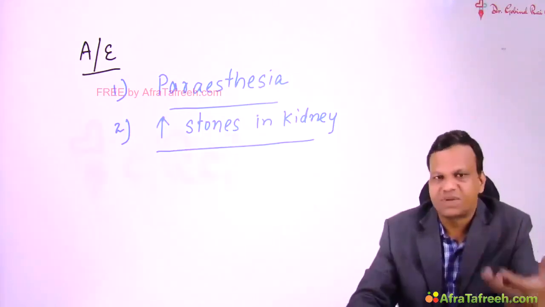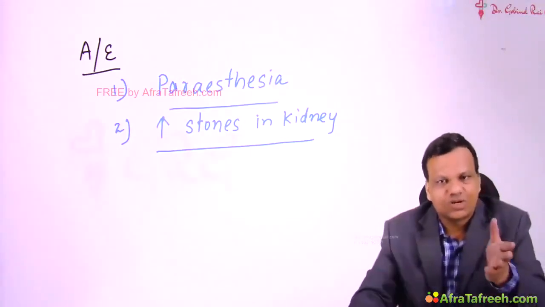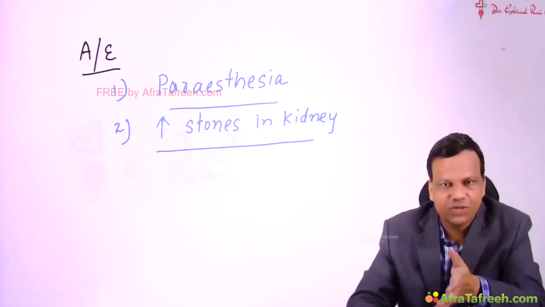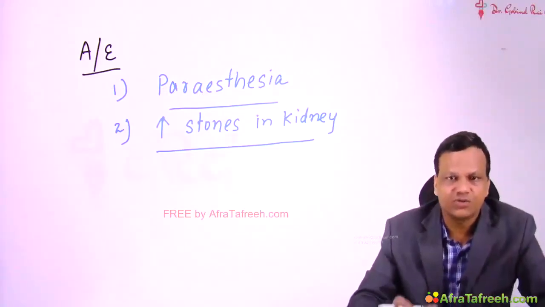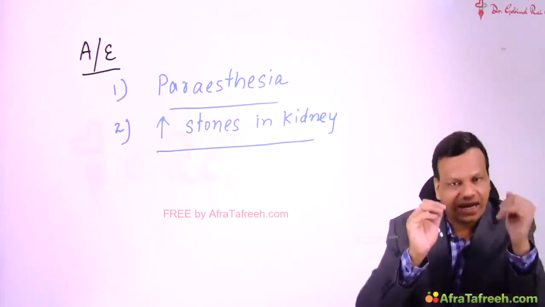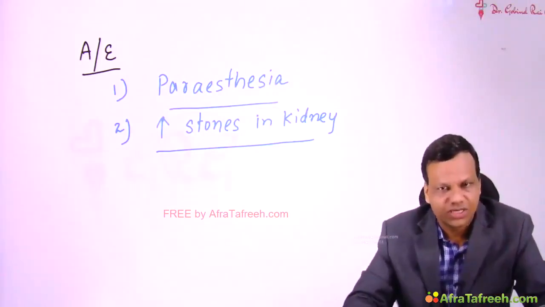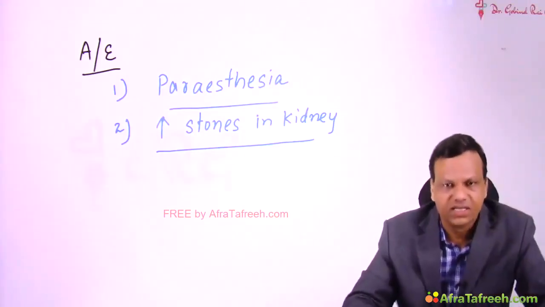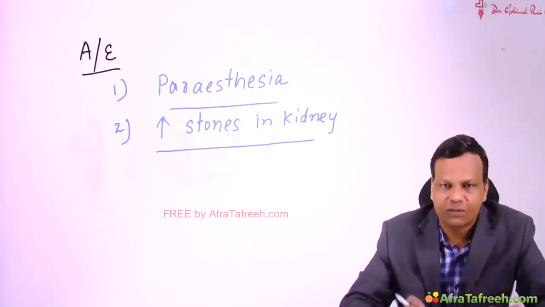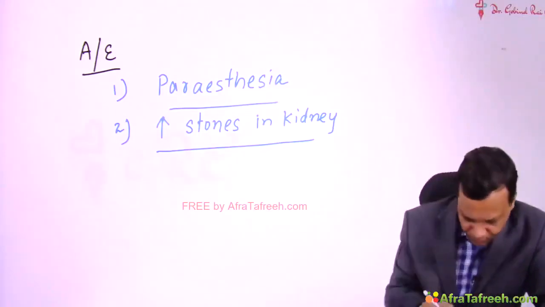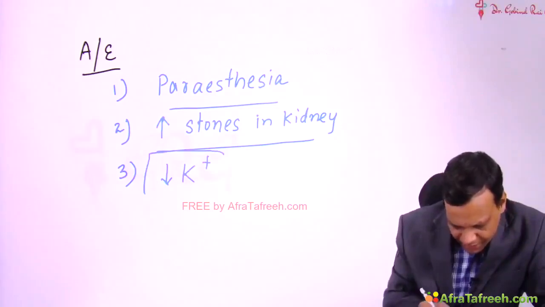Basically, calcium gets precipitated in the alkaline medium. So when we give a carbonic anhydrase inhibitor, the urine becomes alkaline because bicarbonate is lost in the urine. And when urine becomes alkaline, there is more risk of precipitation of calcium, so stones can occur. Now, any drug which possesses carbonic anhydrase inhibitory property can result in renal stones. Like the anti-epileptic drugs we discussed, topiramate and zonisamide, they can cause renal stones because they have carbonic anhydrase inhibiting property. Then the third and most important side effect is hypokalemia.